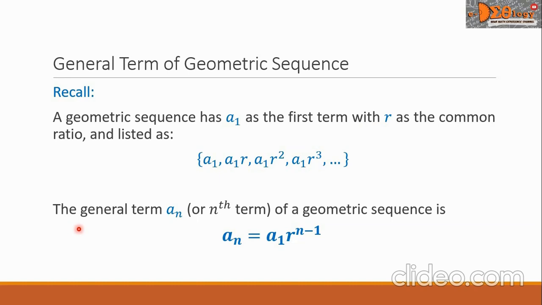To generalize, the general term, or we say the nth term, of a geometric sequence is this: a sub n equals a sub 1 times r raised to the power n minus 1. In this formula, we need the first term and the common ratio. Take note that this n in the power is the same as the subscript of a.